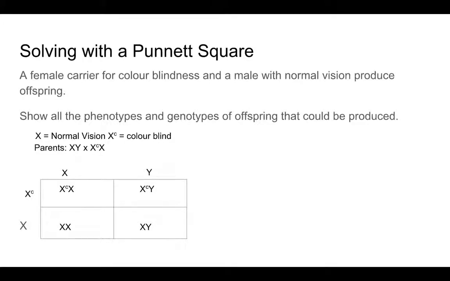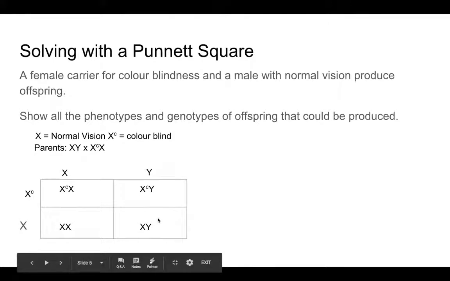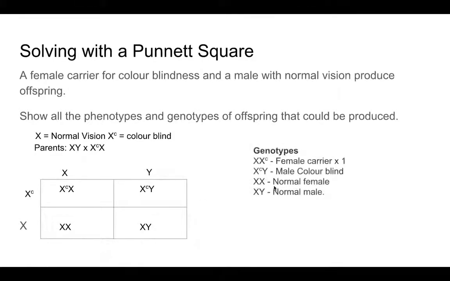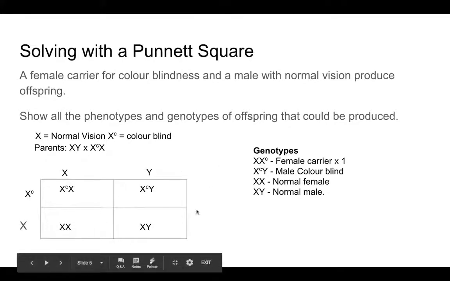In the top row, we have a female who is a carrier for colour blindness. She's carrying that gene there. And this male must be colourblind. In the bottom row, we have a normal female and a normal male. Looking now at the genotypes that are produced, we have 1 carrier female over here, 1 colourblind male, a normal female, and a normal male.